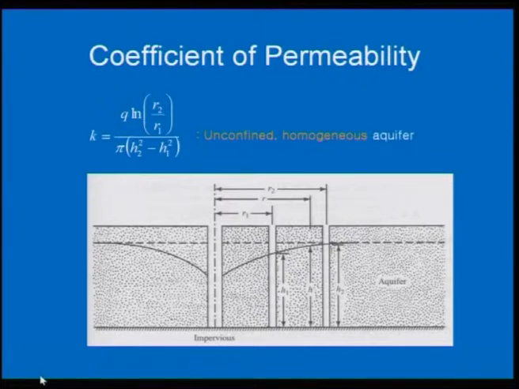One is your confined aquifer, other is your unconfined aquifer. Confined aquifer means the aquifer has been confined between these two layers. Another one is your unconfined aquifer. In unconfined aquifer you can find K is equal to Q ln R2 by R1 over pi times H2 square minus H1 square. Same way in this unconfined aquifer, one part is impervious, other is open. In this case H1 and H2 and R1 and R2 are as I defined earlier. Q is the discharge obtained from your discharge well.